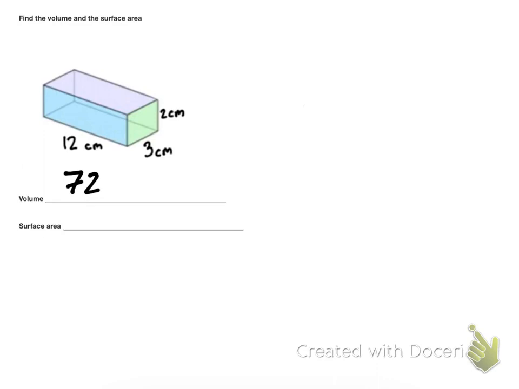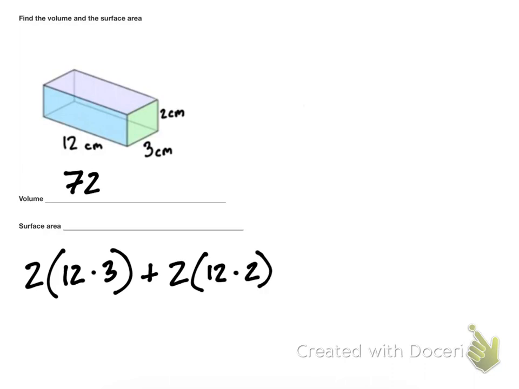Surface area. We follow that same formula. 2 times. And now here's the important part. We want to see each number twice. Just like we would see each variable, length times width times height. We would see that twice.